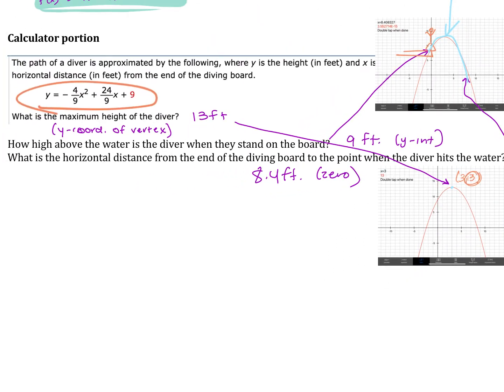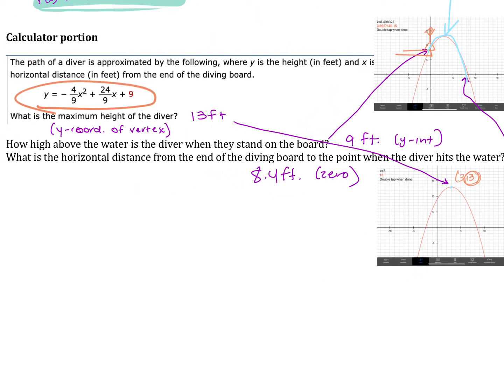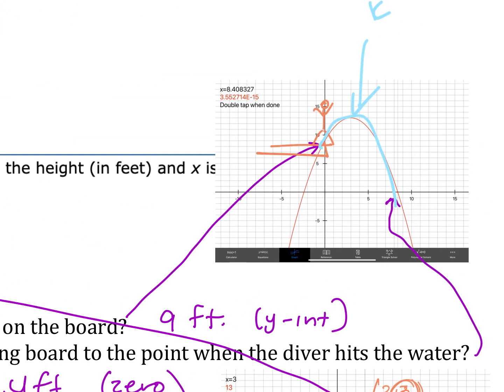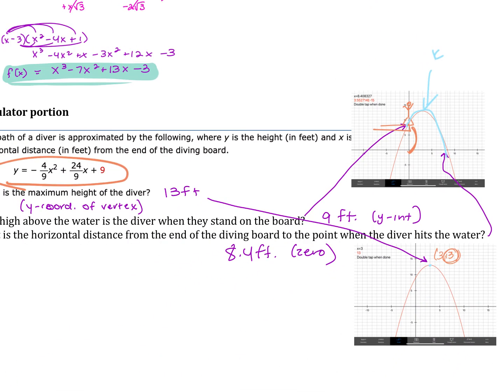The second question says, how high above the water is the diver when they stand on the board? So that's your y-intercept. It's the same kind of concept as the punter was holding the ball, and the question was, how high above the ground is the ball? That's your y-intercept, okay? So that's this vertical distance, the y-intercept, which can be found from your equation, or you literally go y-intercept and you find that coordinate point on your graph, and it's going to be 0, whatever that y is, which in this case was 9.